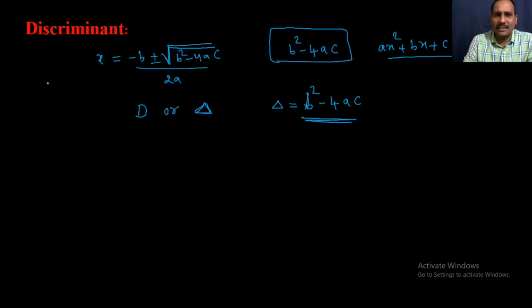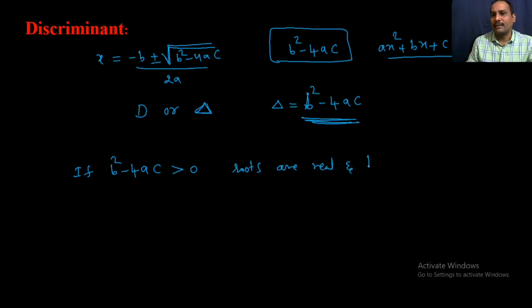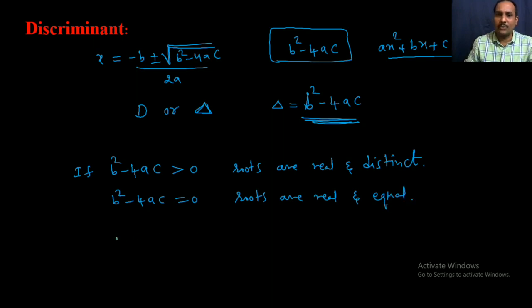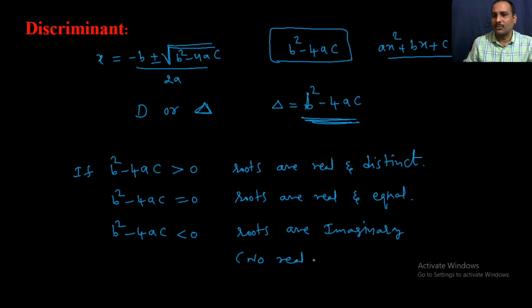Based on this discriminant, we can describe the nature of the roots. How? Let us see. If b square minus 4ac is greater than 0, that is, if it is positive, then the roots are real and distinct, means they are different. If b square minus 4ac is equal to 0, then the roots are real and equal. So both the roots are equal. If b square minus 4ac is less than 0, the roots are imaginary, means they are not real. They are not real, means you have no real roots. How? Let us see.